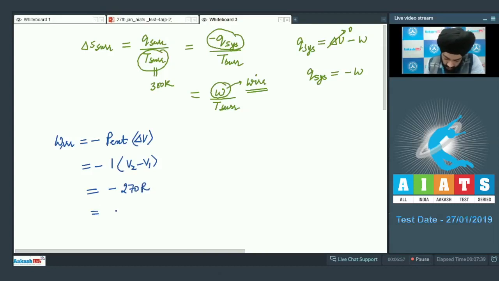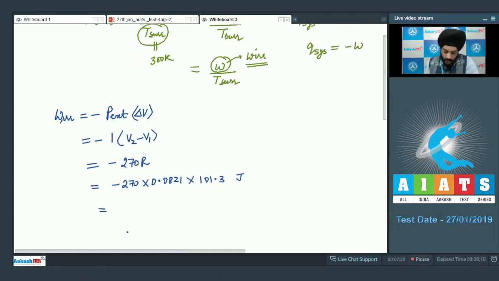So if we put the value 270 into 0.0821 into the conversion factor, this will give us the value in atmosphere liter and we have to convert the atmosphere liter into joules. So we have to multiply this by the conversion factor which is given to us in the comprehension, which is equal to 101.3. So this will come out in joules. So this on simplification will give us a value of minus 2245.52 joules.